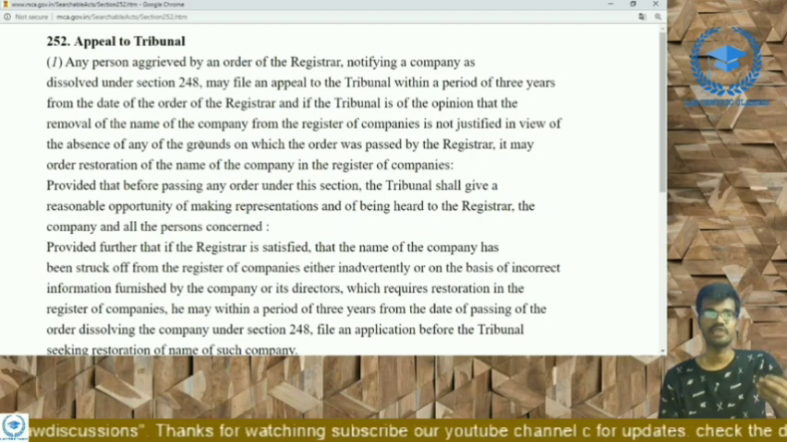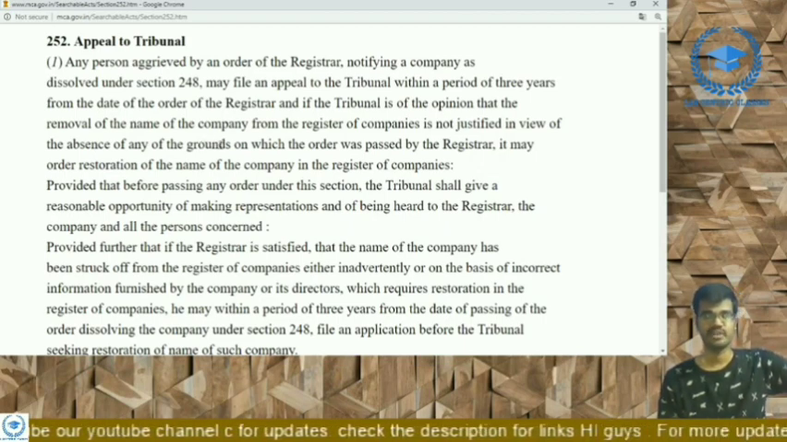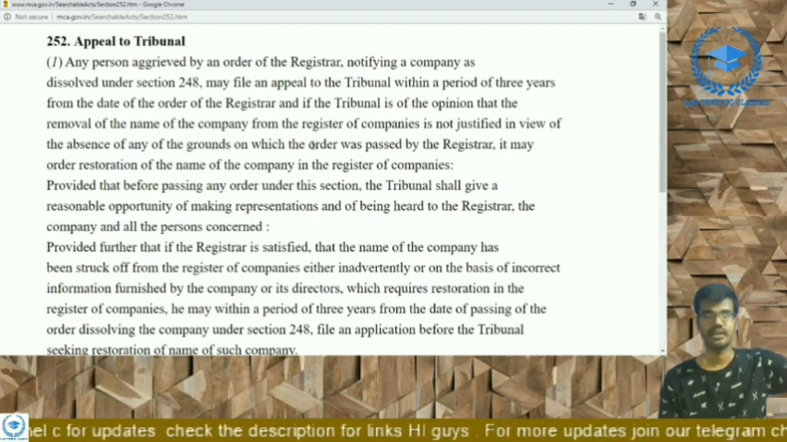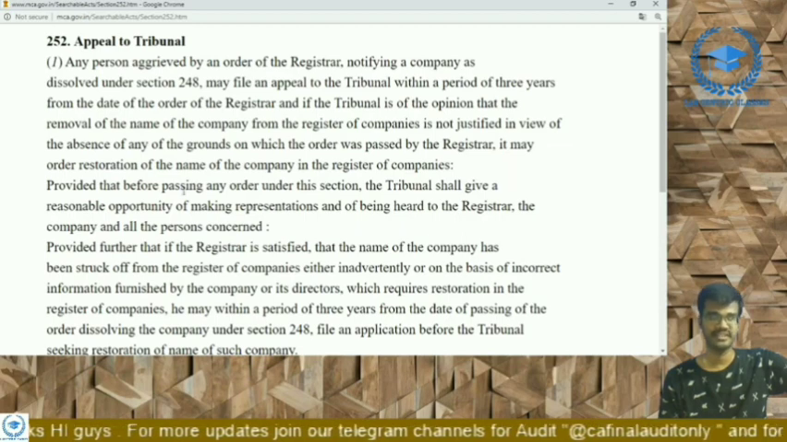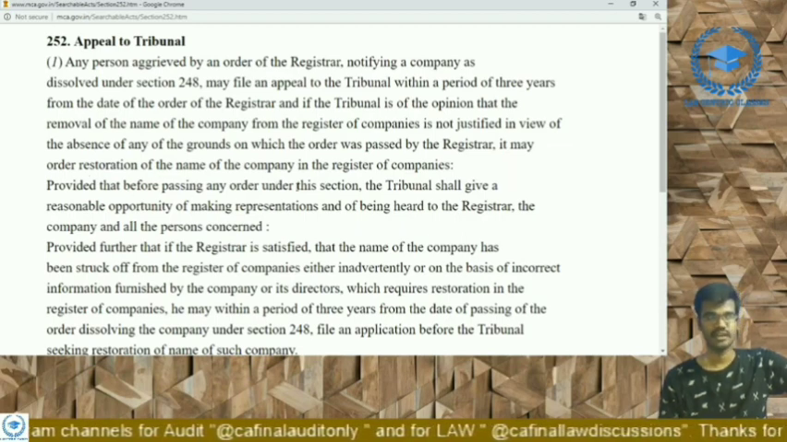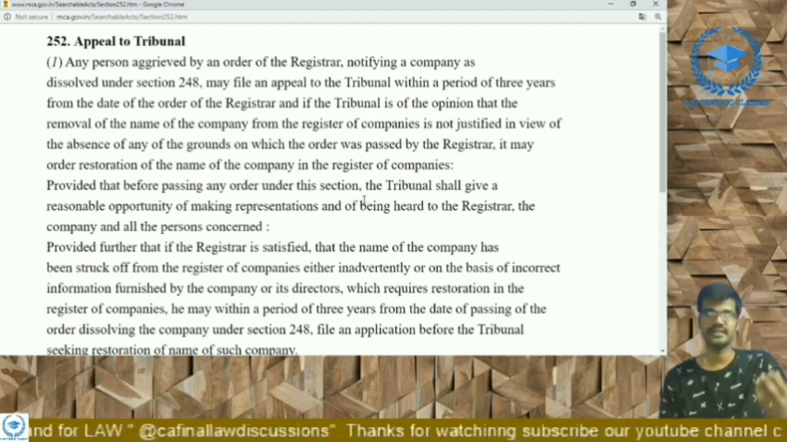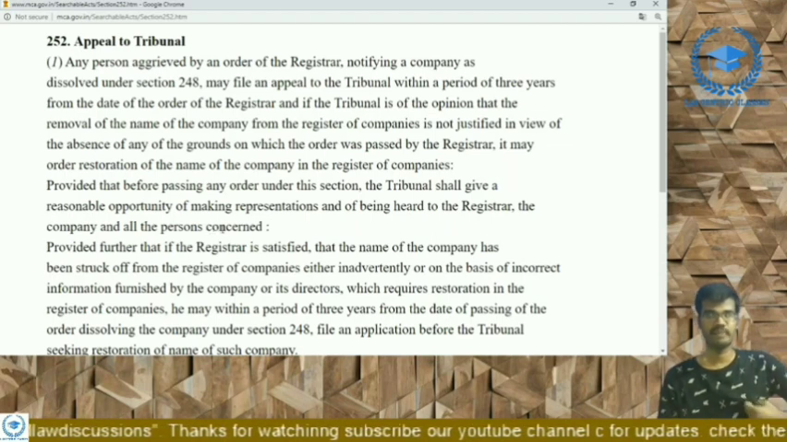If that name has not been removed on the 4 grounds, then the tribunal can restore the name on the appeal of any person aggrieved. Order was passed by the registrar, it may order restoration of the name of the company in the Register of Companies, right? The same has been discussed already. Provided that before passing any order under this section, the tribunal shall give a reasonable opportunity of making representations to the 3 parties, that is the registrar, company, and all persons concerned.